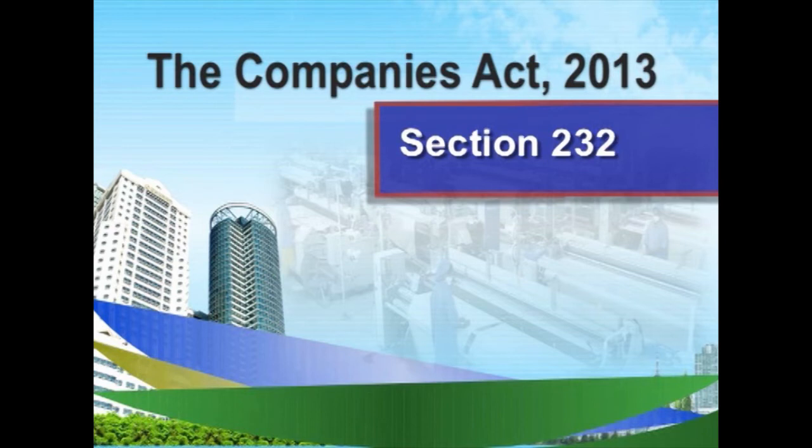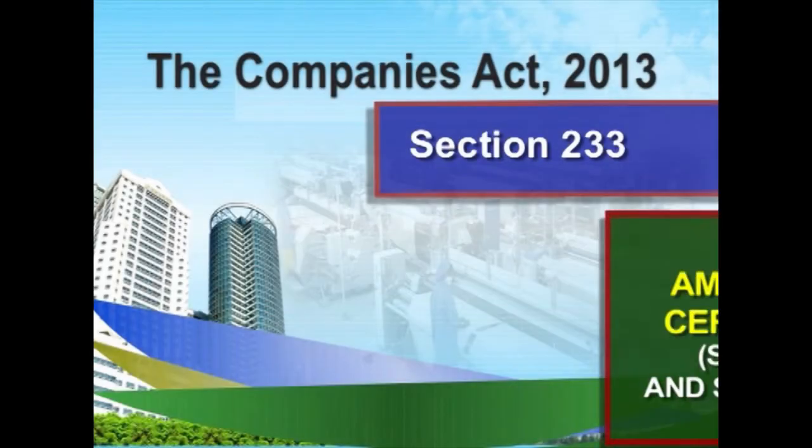Section 232 expressly provides that in this section, transferee company does not include any company other than a company within the meaning of the Companies Act 2013, but a transferor company includes any body corporate, whether a company within the meaning of the Act or not.